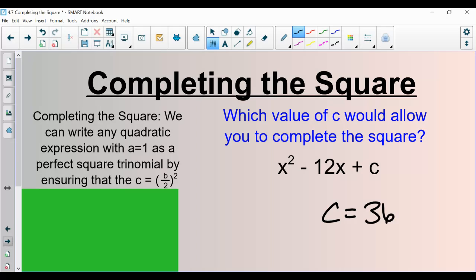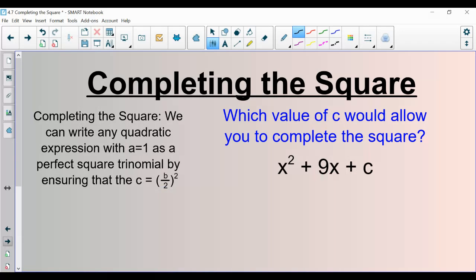We could continue with this. What does the c term need to be in this problem? Well, you would take half of the b term, 4.5, and then you would have to square 4.5. 4.5 times 4.5 is 20.25. So in this problem, the c term would have to be 20.25.